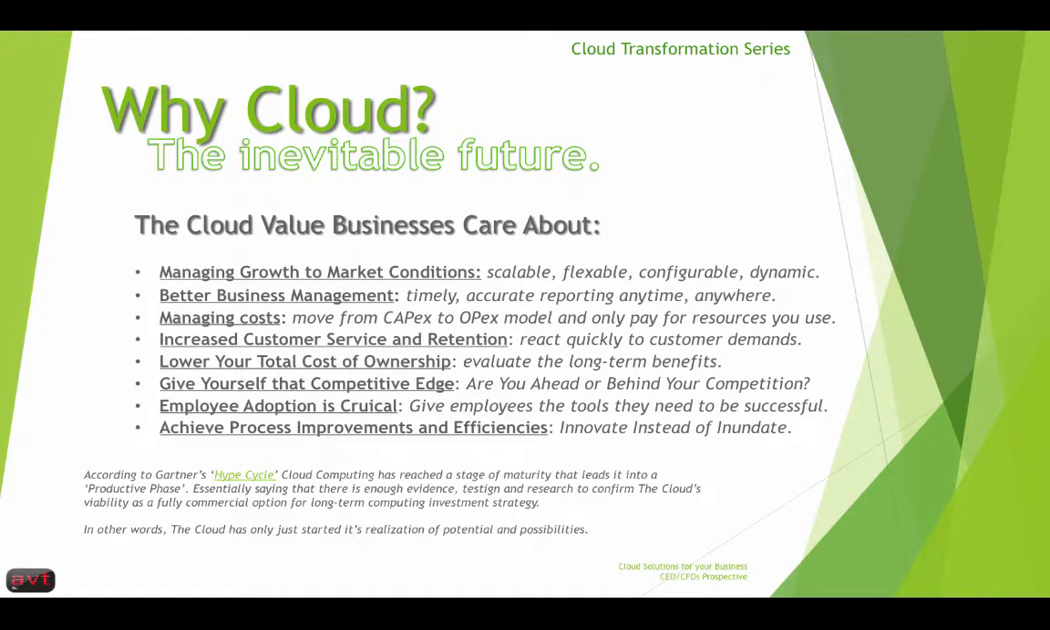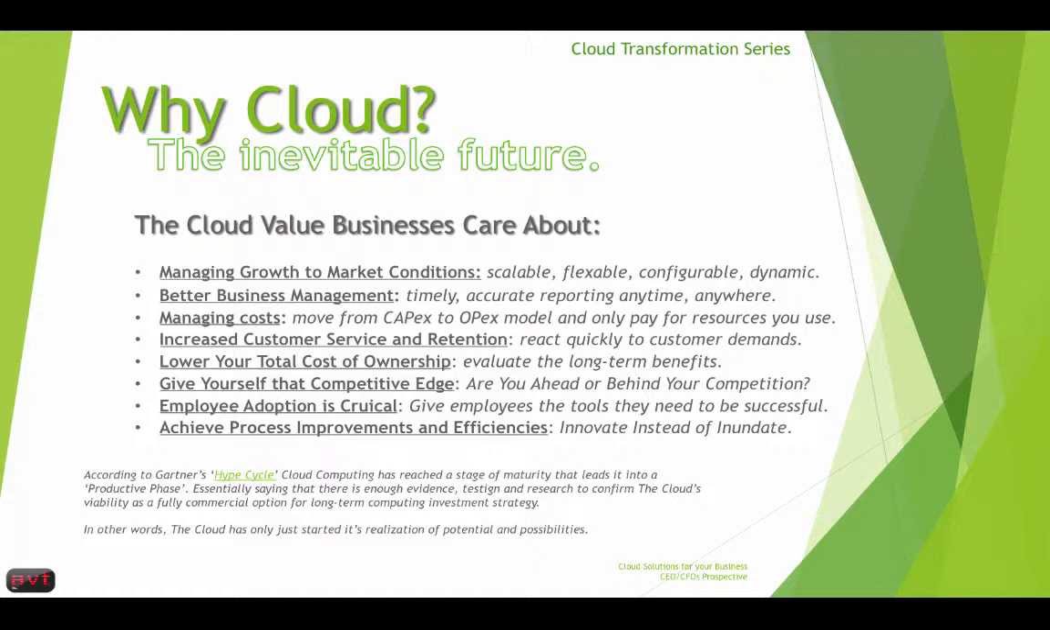So why cloud? And what we wanted to focus on here was the cloud value that businesses care about. So we've got a breakdown here of a couple of pieces of great information. So what you're going to care about in your business is managing growth. And not only managing growth, but managing growth to market conditions. And you want better business management. I mean, we all want better reporting capabilities. We want that information in the palm of our hand, anytime, anywhere.